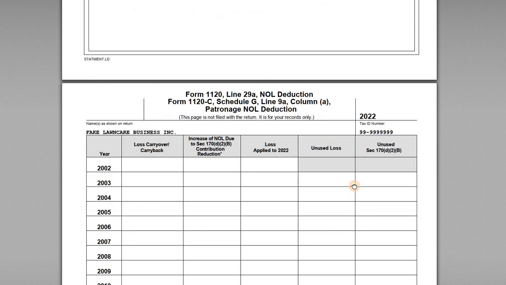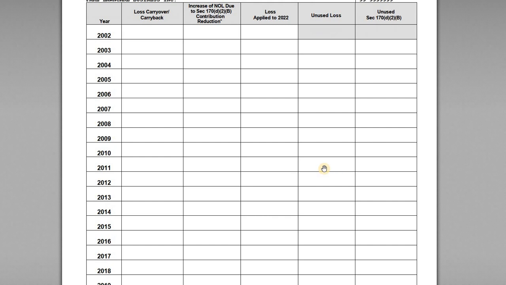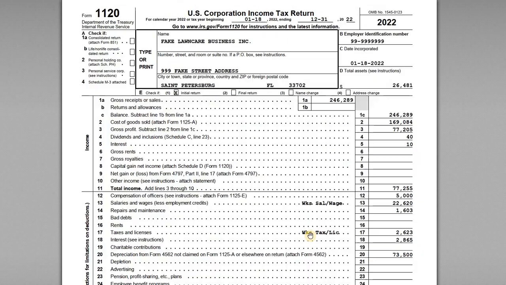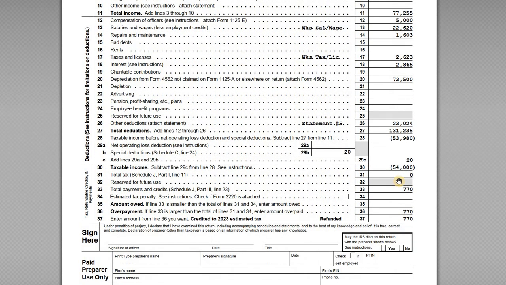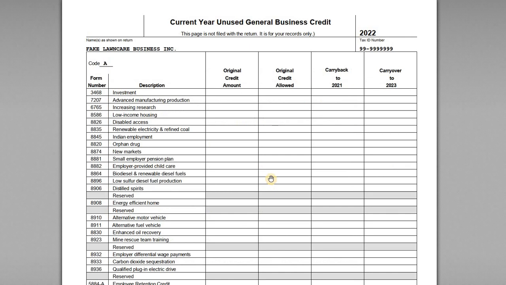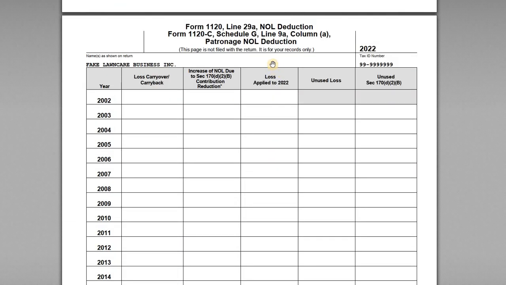And last but not least, talk a little bit about the NOL, right? So this is an NOL worksheet. So if we go back up to page 1, recall here we had the $54,000 in taxable loss for the year. This is our NOL amount. So the losses for corporations can be carried forward, right, and applied against future taxable income. So in our case here, we've got our NOL of $54,000, and this is a worksheet that, as you can see here, the page is not filed with the return. It is only for our records, and that's true.